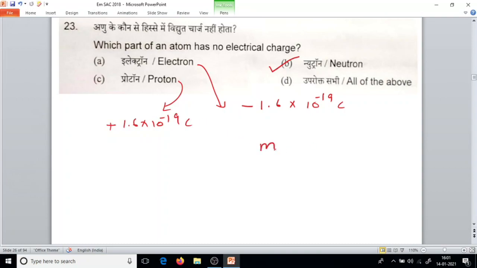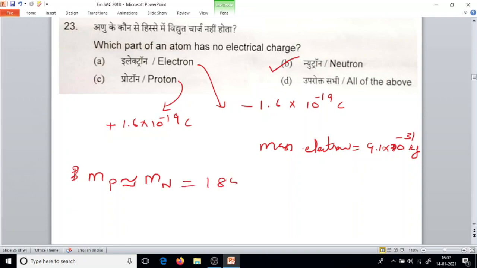What is the mass of an electron? The mass of an electron is 9.1 times 10 to the power minus 31 kg. What is the mass of a proton? The mass of a proton is similar to the mass of a neutron, which is equal to 1850 times the mass of an electron. So we'll go to the next question.